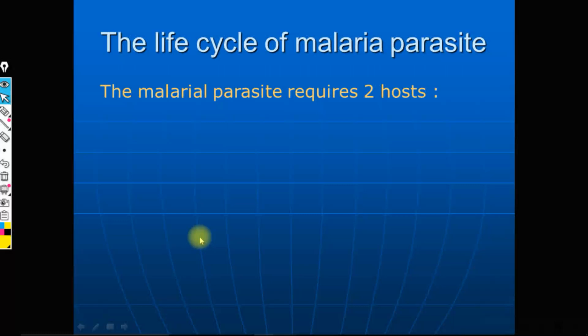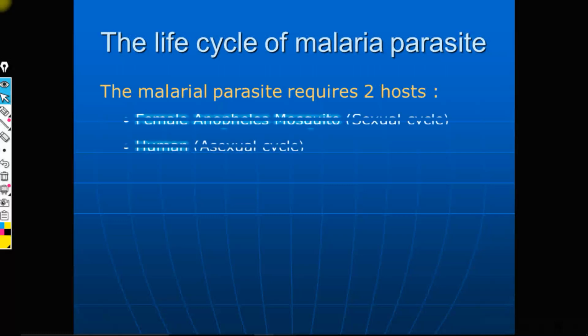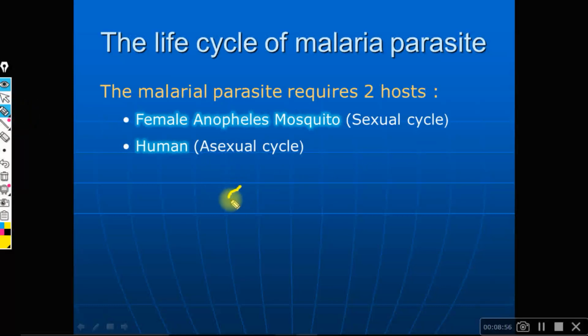Okay, so with these details let's move to the life cycle of the malarial parasite. Definitely we have learned that the malarial parasite requires two hosts, right? The reason is that the sexual life cycle only happens in the female Anopheles mosquito. And then to increase in number, they require an asexual cycle, and that happens in humans, right? So that's why there are two hosts. The sexual life cycle of the malarial parasite is called sporogony.